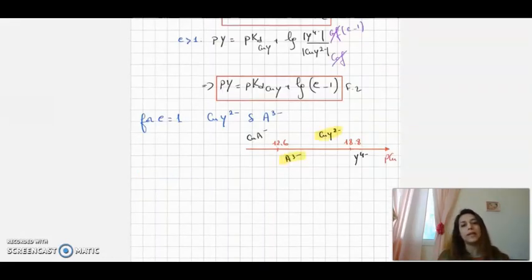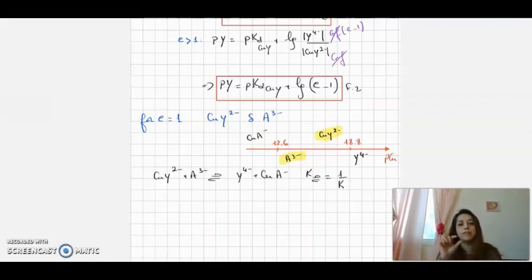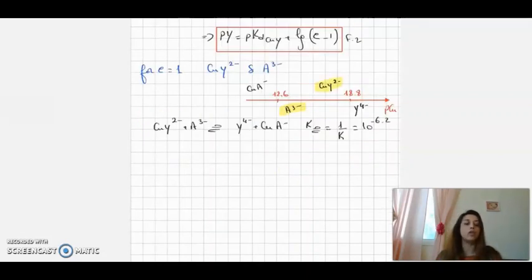CuY2- and CuA3-, acceptor of a couple and donor of another couple, and having common domain on the scale. So I have a minor reaction, which is the inverse of the dominating reaction. So K equal 1 over K, 10 power minus 6.2. CuY2-, CuA-, and epsilon for the product.